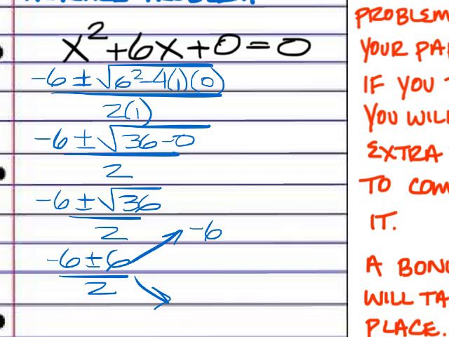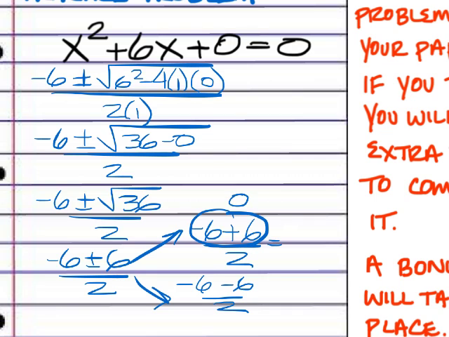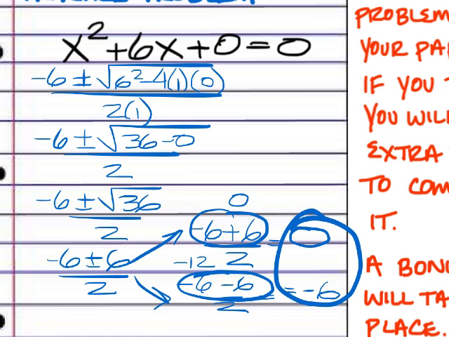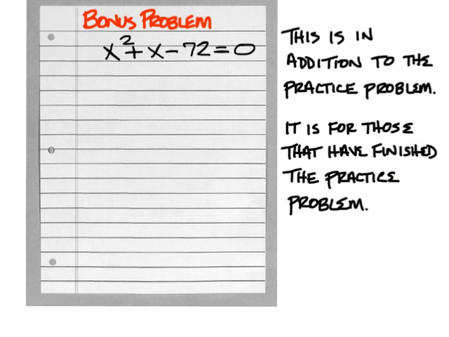One is negative 6 plus 6 over 2, and the other one is negative 6 minus 6 over 2. This is a 0, so 0 over 2 is 0, and then on this one that's a negative 12 there. Divided by 2 is negative 6. 0 and negative 6.